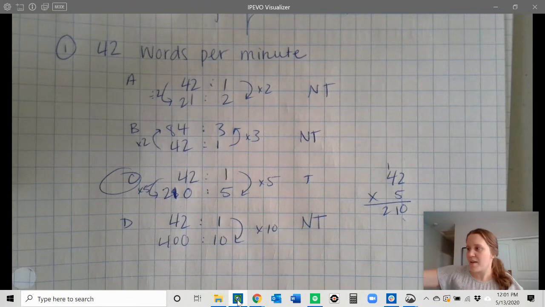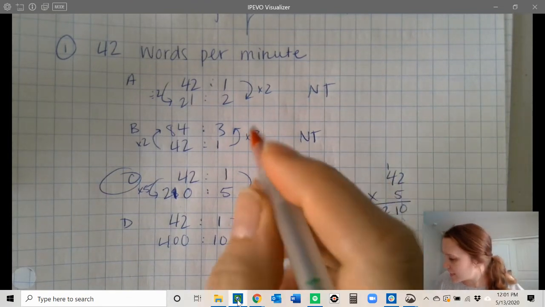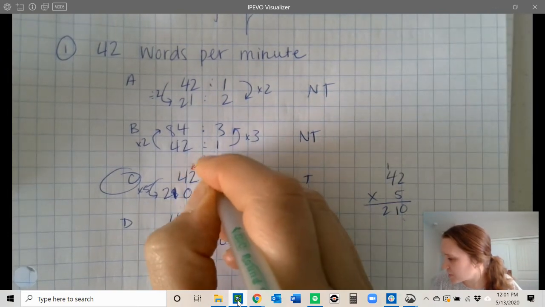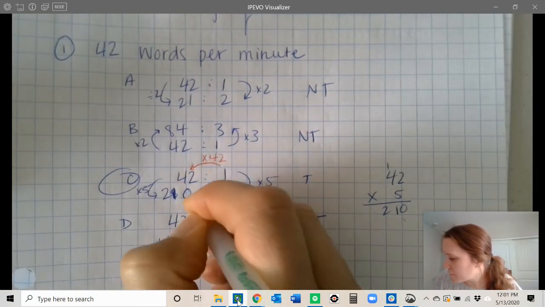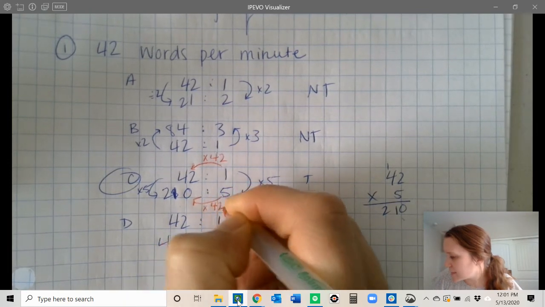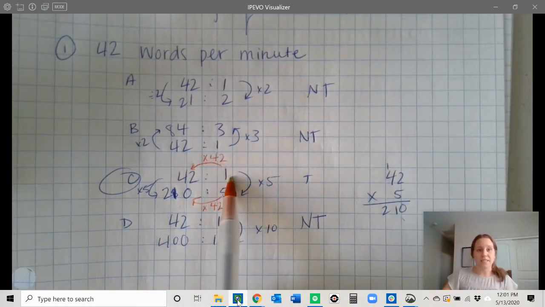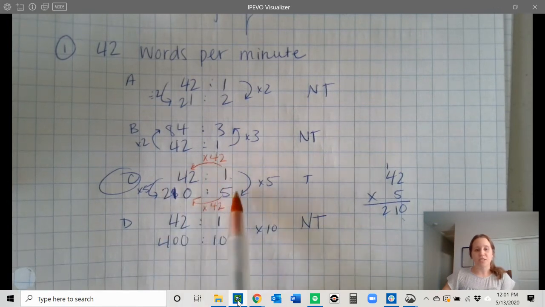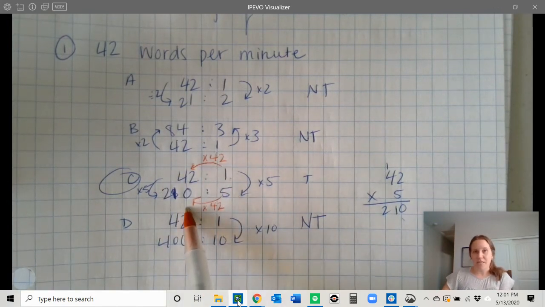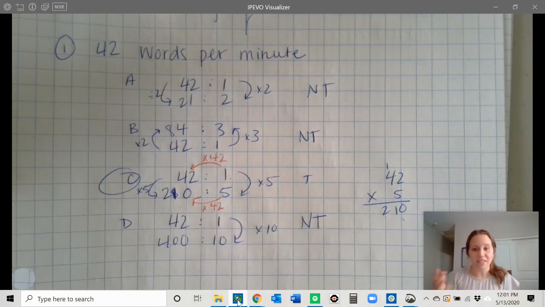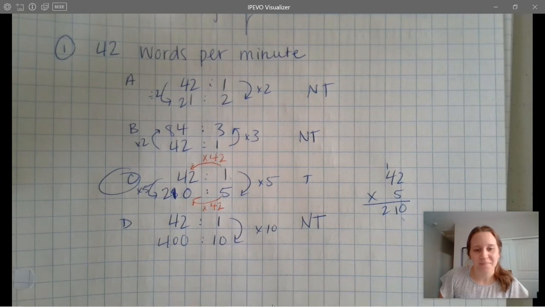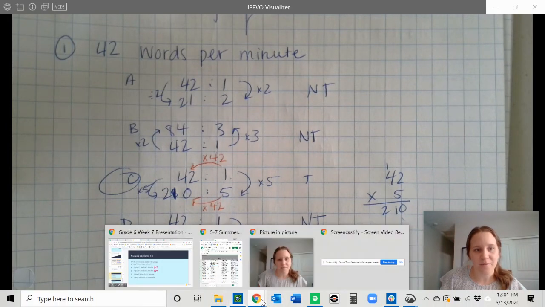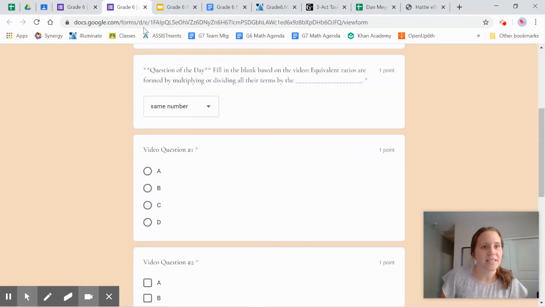Okay. One strategy I haven't shown you yet that I want to push you to explore, grab your pencil, is I can use also a within ratio relationship. So if I see that the relationship from number of minutes to number of words is times 42, then I should be able to see that same relationship in an equivalent ratio. And if I don't, then I know it's not equivalent. All right, that answer was C. So let's go ahead and select in our Google form for question number 1, answer choice C.